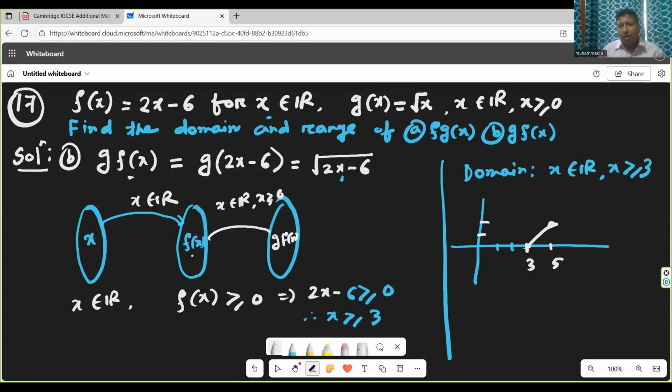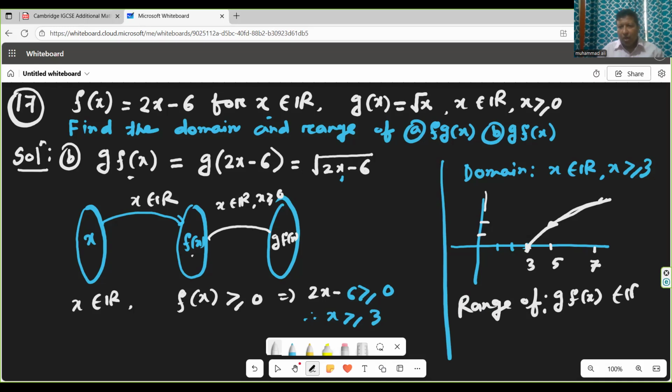So it will be like this. When you put 7, 7 twos are 14, 14 minus 6 is 8, so root over 8. Root over 8 is like this. So it will be increasing. And here the lowest x value is 3, and the lowest y value is 0. So we have to write here the range of gf(x).